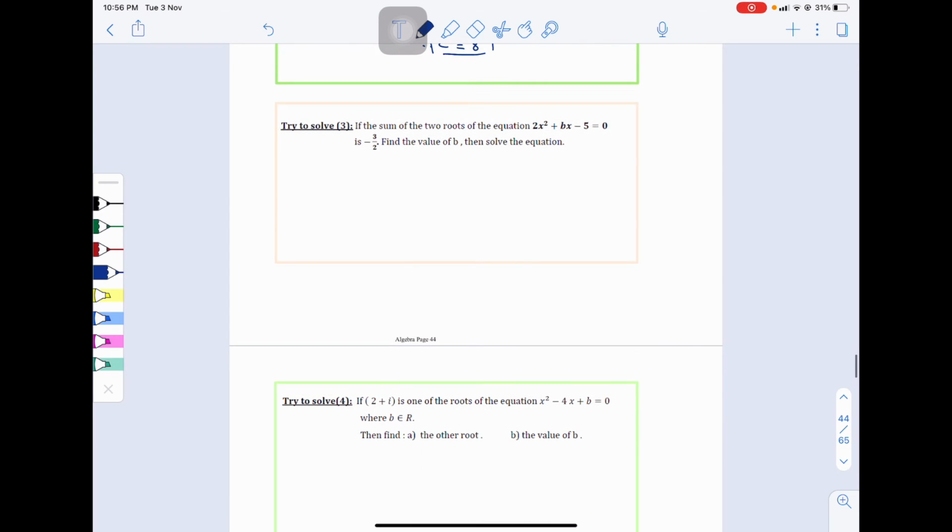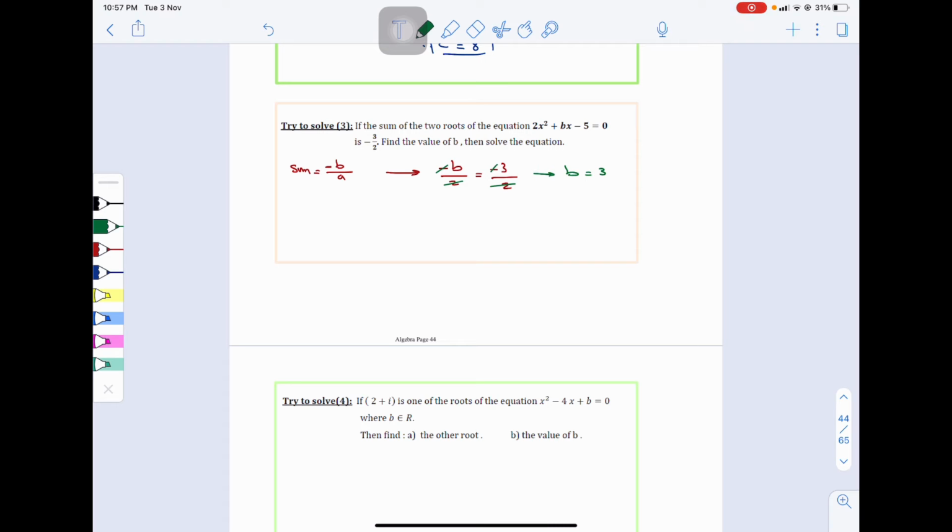In this equation, if the sum of the two roots of the equation 2x squared plus bx minus 5 equals 0 is negative 3 over 2, find the value of b, then solve the equation. At first, we know the sum of the two roots equals negative b over a. So negative b over 2 equals negative 3 over 2. Ignore 2 with 2 and the negative with negative, so b equals 3.